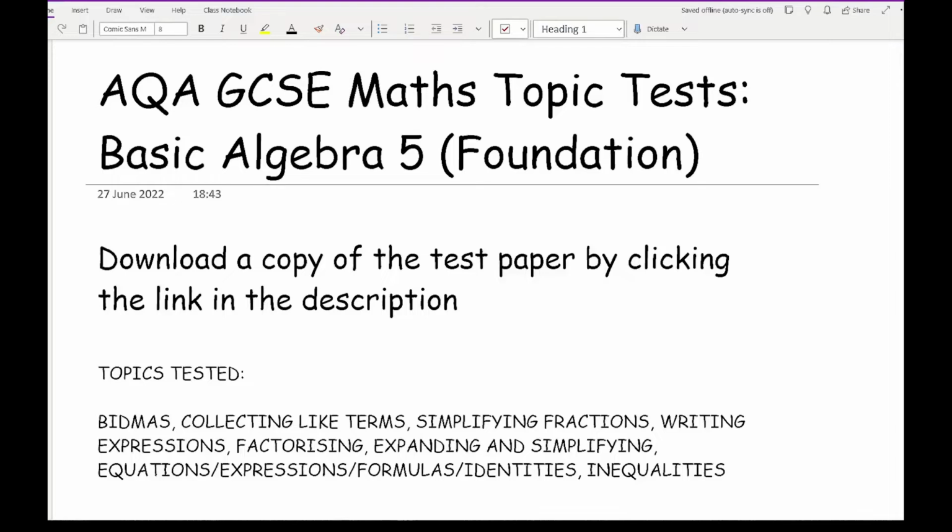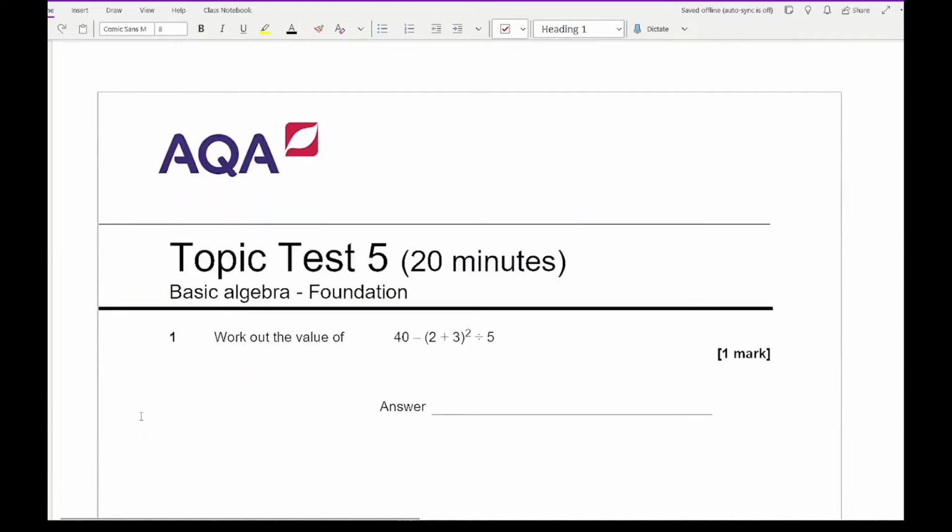Now, as with all the previous algebra tests, there is no indication about whether these questions are designed for a non-calculator or a calculator paper. So what we'll do is we'll just assume that they are a non-calculator question, so that if it does appear on a calculator paper, we have got the option to use it. So let's get started on question 1.